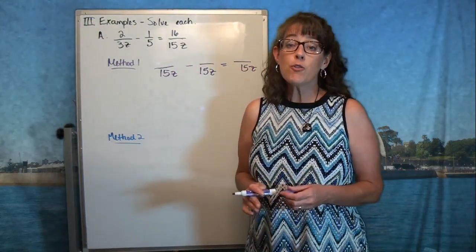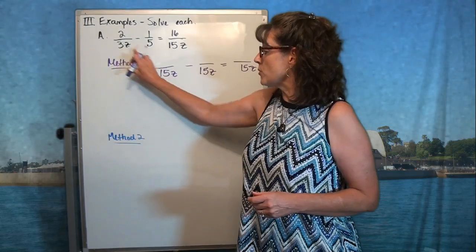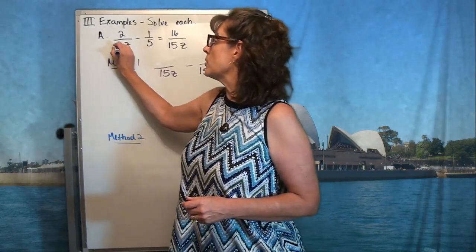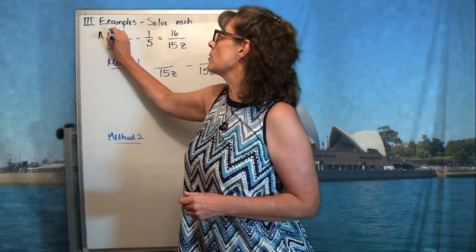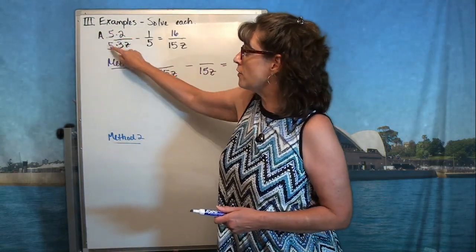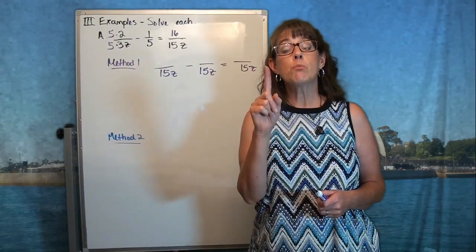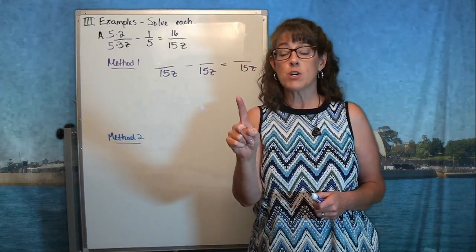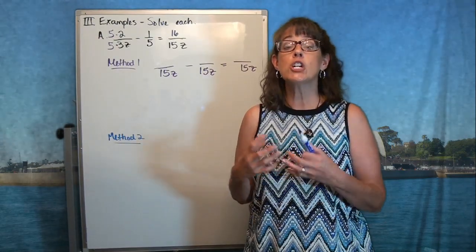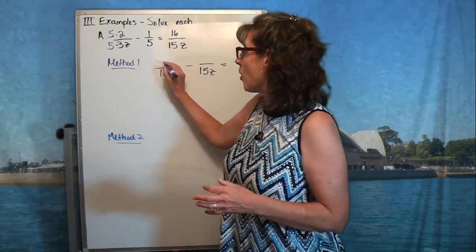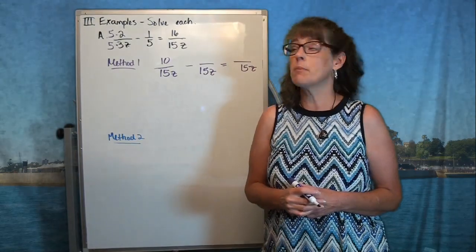So now, just like before, I'm going to say, well, what would it take to turn that 3z into a 15z? I would have to multiply it by 5. And we've discussed before that means multiply my numerator by 5 because 5 over 5 is 1. And when you multiply by 1, do you change value? No, not at all. And here, I'm not trying to change value. I'm just changing looks, that's all. I'm just trying to get that common denominator.